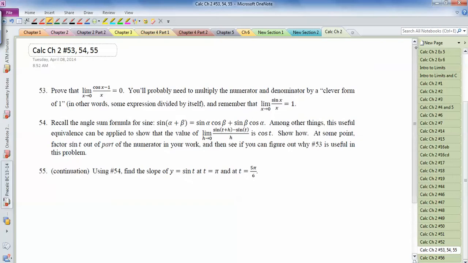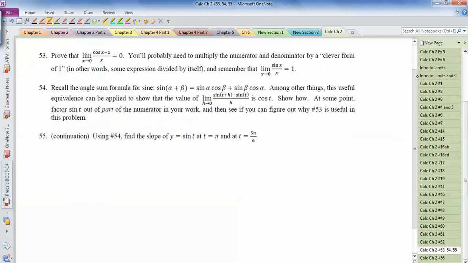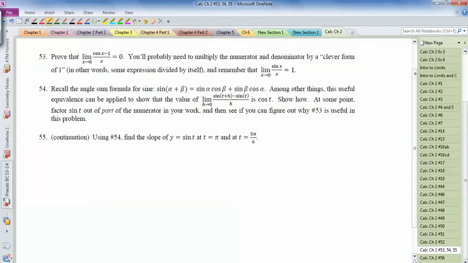Okay, so this is Calc Chapter 2, and 53, 54, 55 are all related to each other. So here's what we're going to do. We'll do 53 first, and then you have to use it in 54. When I get to 54, I'm going to do it a little differently.